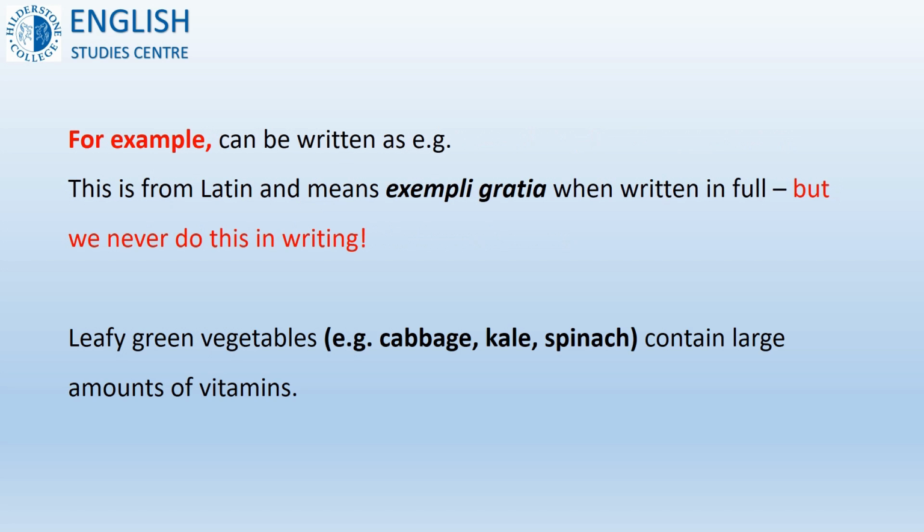Now the thing is, e.g. is used in a slightly different way. So look at the example for how this abbreviation is often used. Leafy green vegetables, e.g. cabbage, kale, spinach, contain large amounts of vitamins. So you can see there that it's used in brackets in the middle of a sentence. It's not starting the sentence like for example was. So if you're going to use that form, be careful that you're using it correctly.